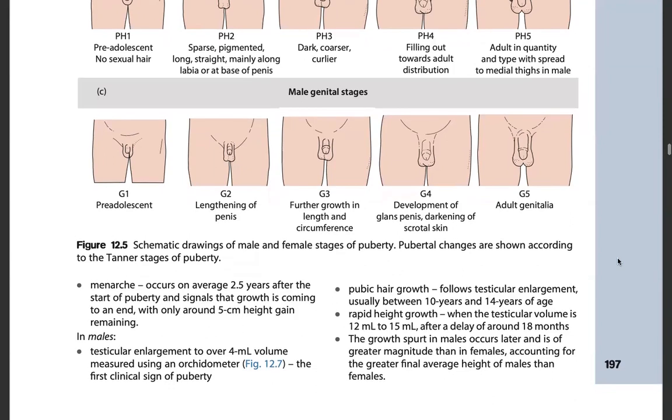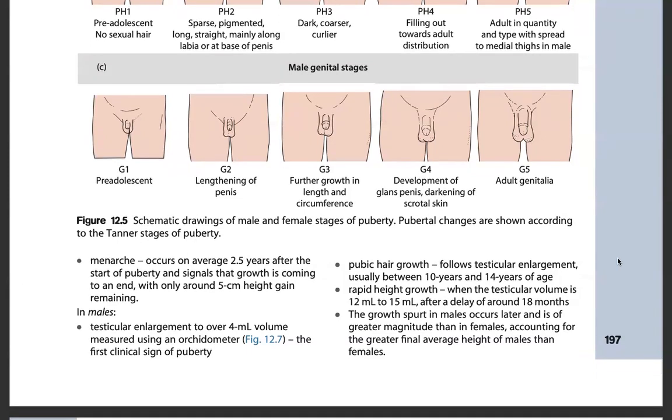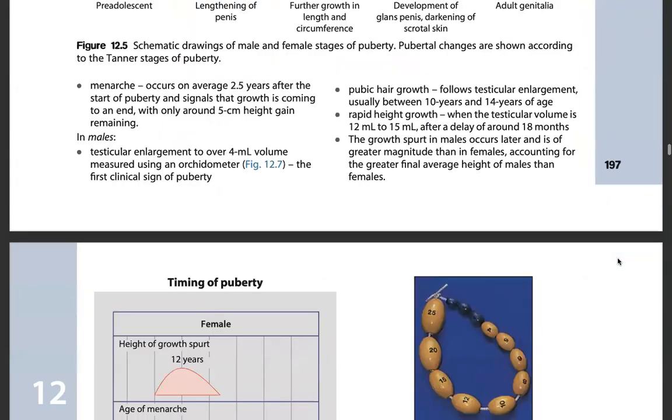In males, testicular enlargement to over 4 ml volume, measured using an orchidometer, is the first clinical sign of puberty. Pubic hair growth follows testicular enlargement, usually between 10 and 14 years of age. Rapid height growth occurs when the testicular volume is 12 to 15 ml, after a delay of around 18 months. The growth spurt in males occurs later and is of greater magnitude than in females, accounting for the greater final average height of males than females.